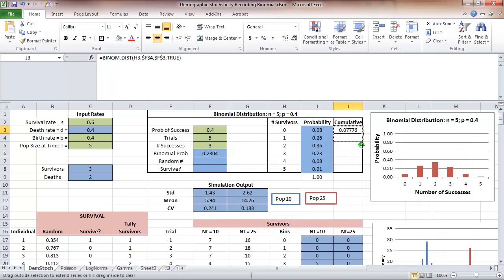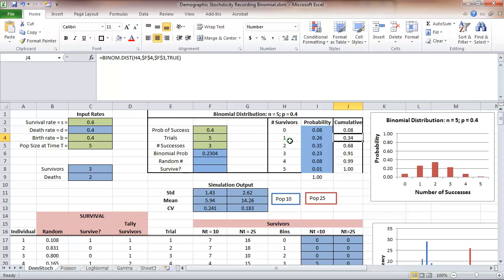And if we pull this down, you'll see that it's just accumulating across these different results. Here I have more decimals displayed than in this case. Let me just make these match so it makes it more clear. So in the case of 0 survivors, the binomial mass probability, the exact probability, is the same as the cumulative.